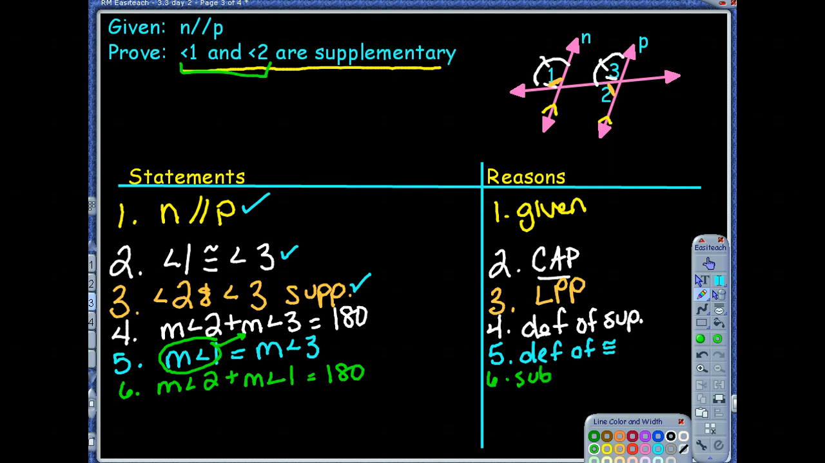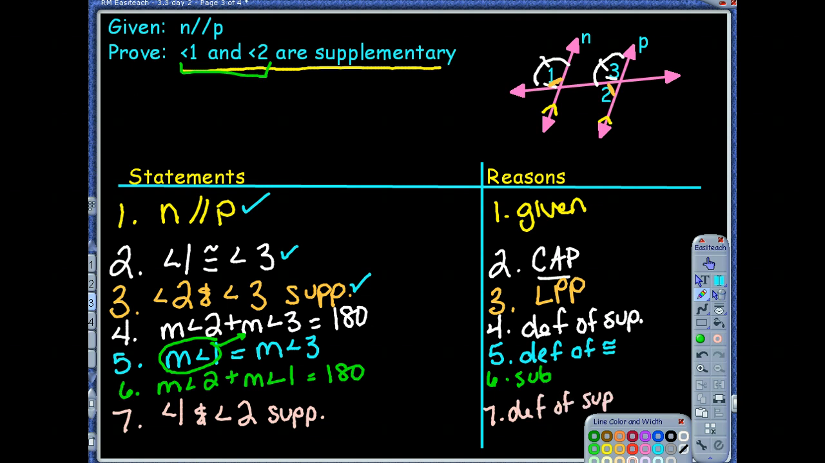I'm only substituting, so no transitive. And then I can say, if they add up to 180, then they're supplementary. So angle 1 and angle 2 are supplementary. Love it. And that's because of the definition of supplementary.